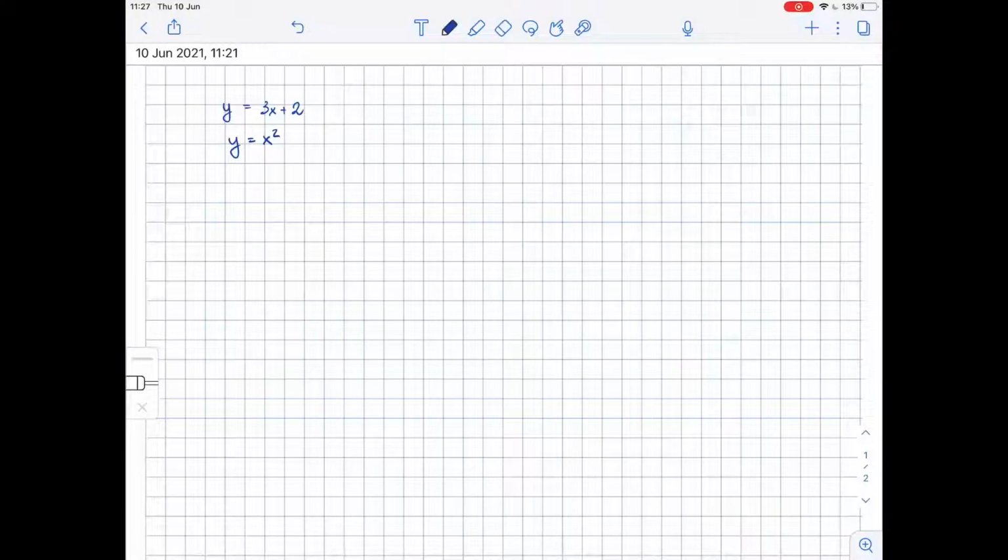Okay, so we have a system of equations. One of them is a linear equation, another one is quadratic, and we need to solve this system both algebraically and graphically. So let's start by substituting x squared for y in the linear equation. So we will have x squared is equal to 3x plus 2. Now we will subtract 3x plus 2 from both sides of our equation. So we get x squared minus 3x minus 2 equals 0.